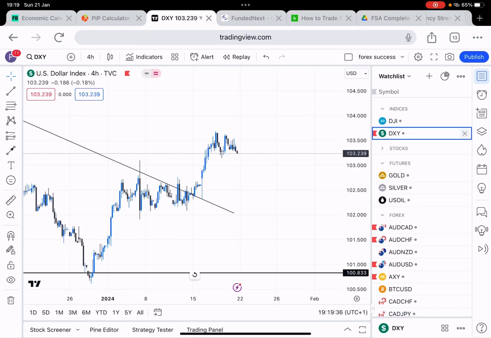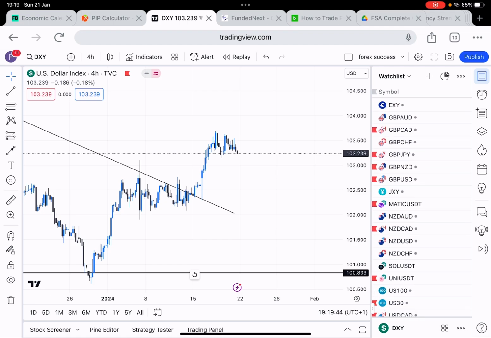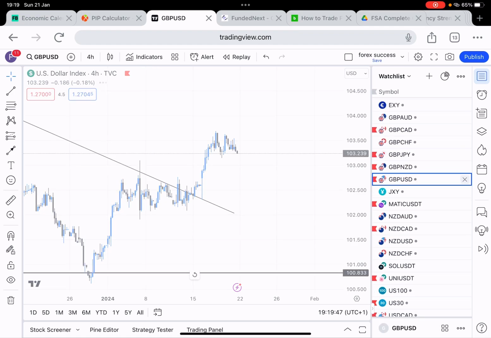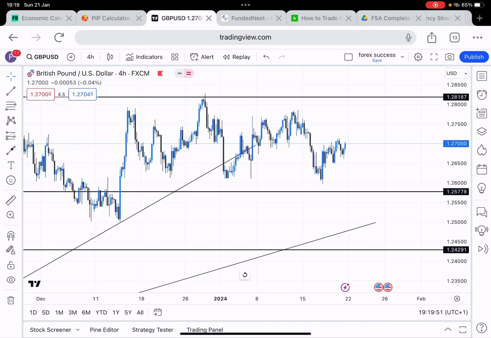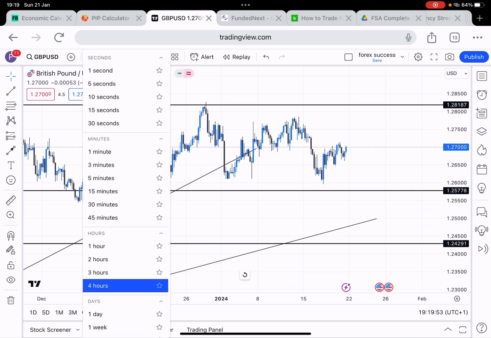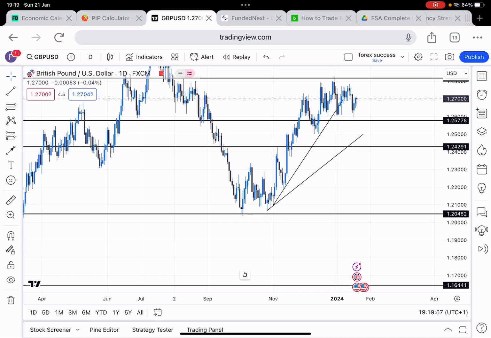So two pairs that I'm actually looking at for this week are GBP USD, which I'm looking at around 500 plus pips to the downside, and also gold, around 1,300 pips to the downside. So first, let's see it from the daily time frame so that we can analyze this together.